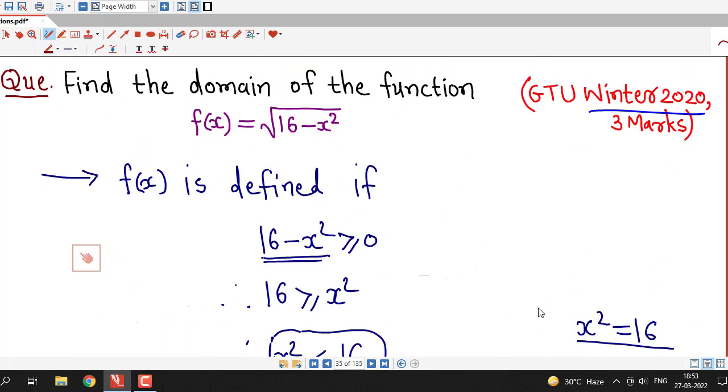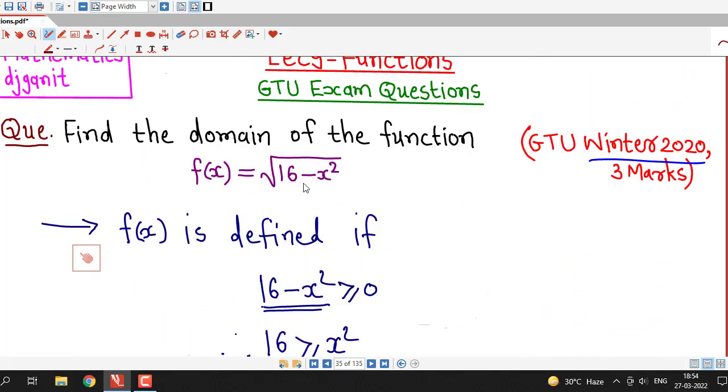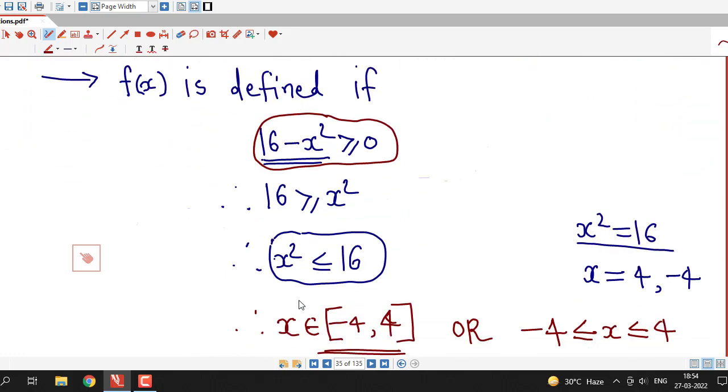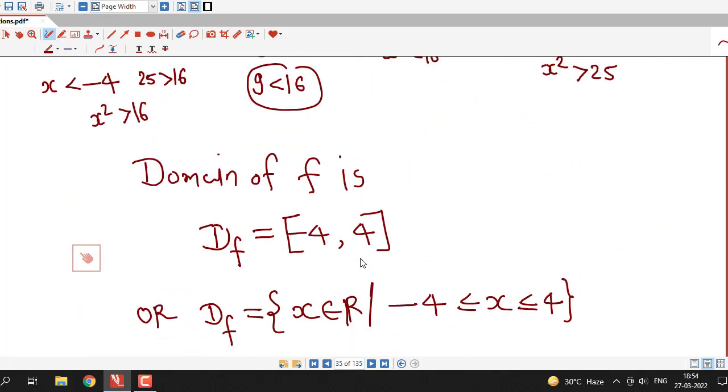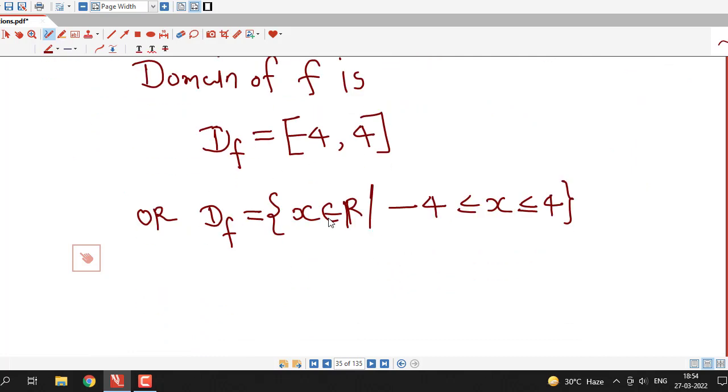We are asked to find out the domain of this function, which is square root of 16 minus x square, and we are using the fact that square root is defined for non-negative real numbers only. From this we obtain that x square must be less than or equal to 16, and values of x satisfying this condition are all the values in the closed interval -4 to 4. So therefore domain of f is the closed interval -4 to 4.